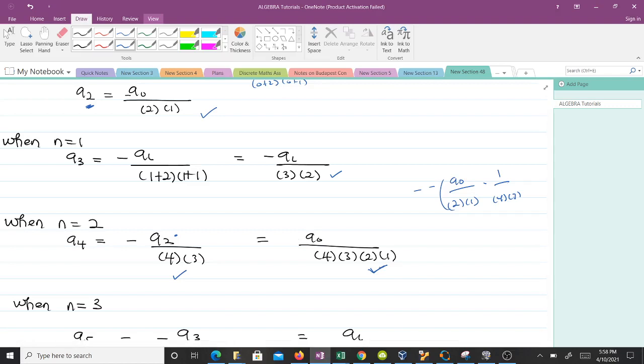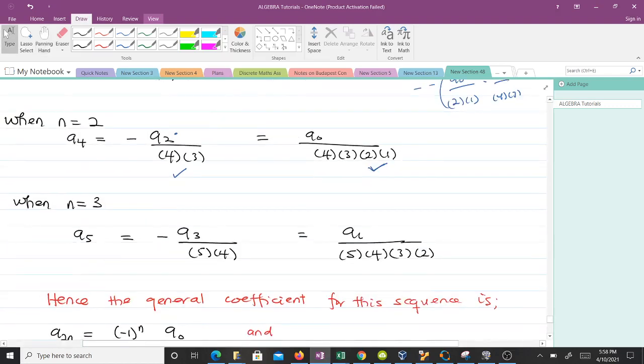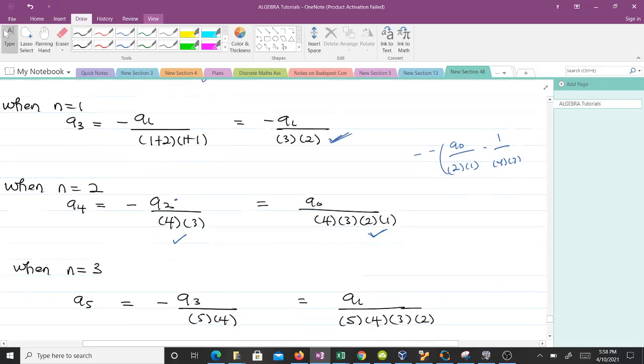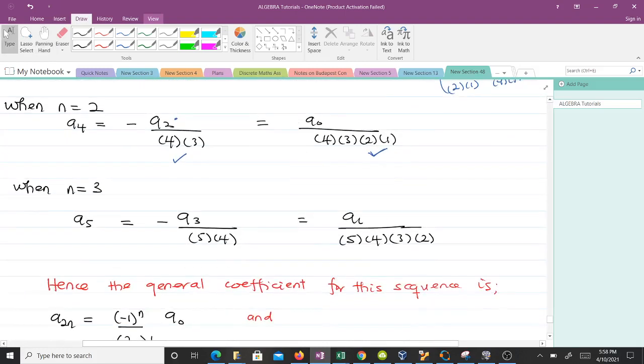Then when n is equal to 3, we will have a5 equal to minus a3 times 5 over 4. But we know what a3 is. You know, a3 is given by this here, right? So we can make substitution, and when we make substitution, we are going to get this.